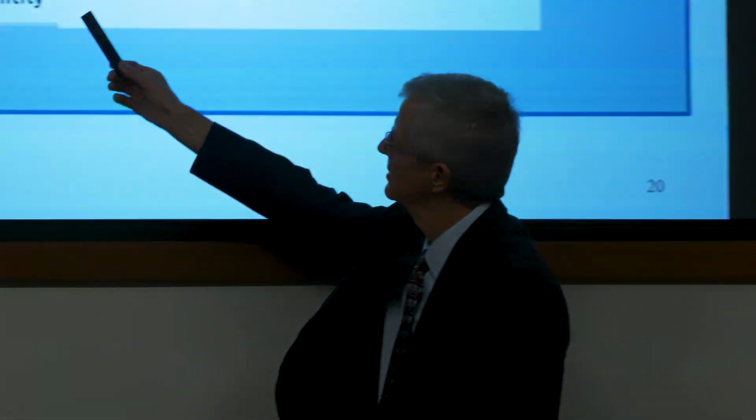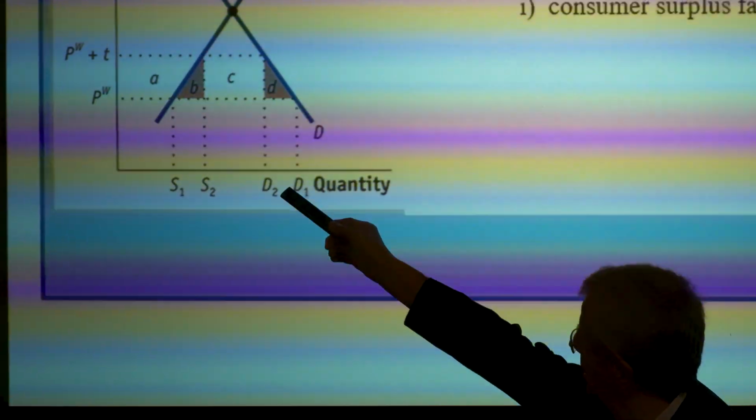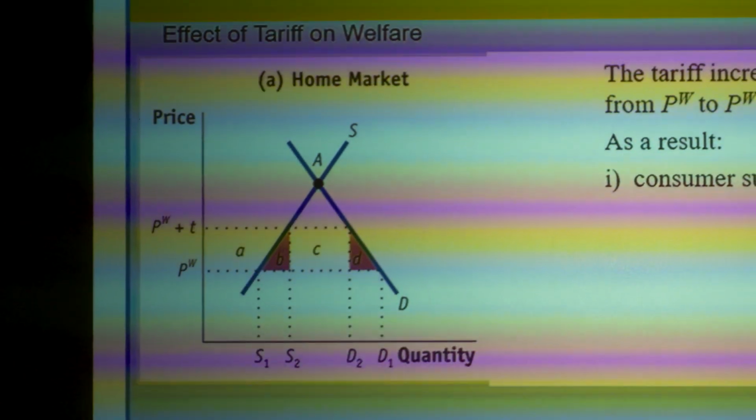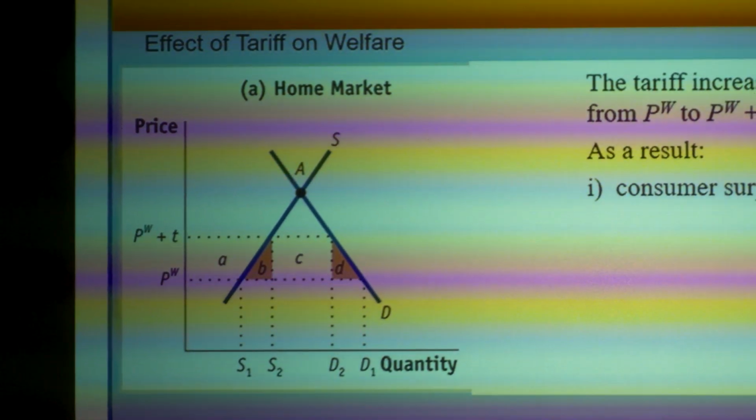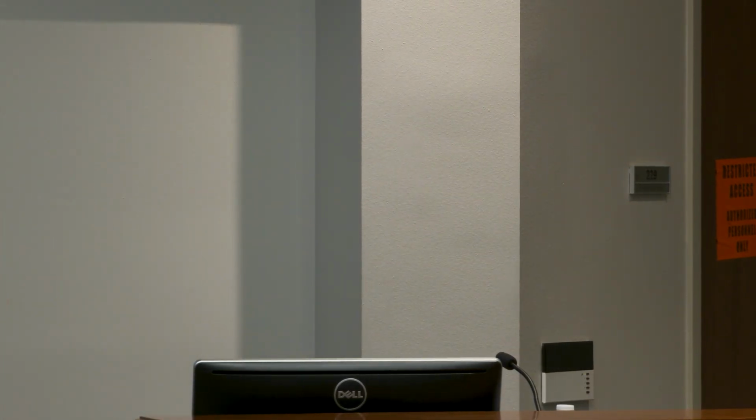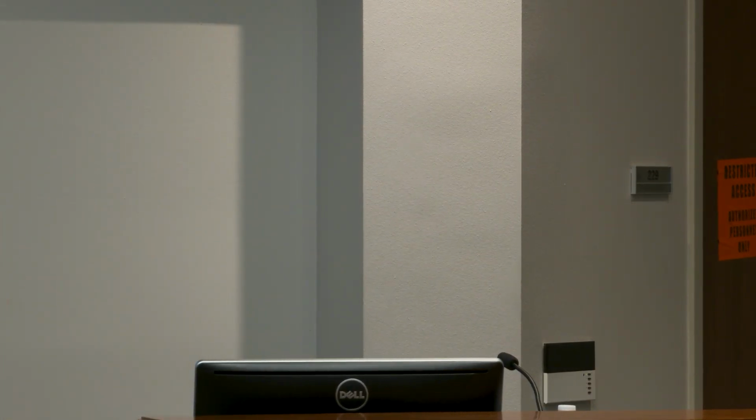D. D I like. D I like quite a bit. Let's add D to A. D is a very interesting area because it's this increase in the price that has forced some people to exit the market. Right? So you put a tariff on solar panels like Trump did, fewer homes are going to get solar panels on their homes, right? You're shifting production to the United States, but some people will not get solar panels. So that's this area D. That's actually the loss for those consumers who exited the market.